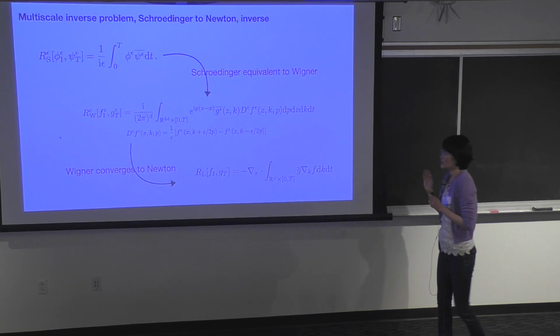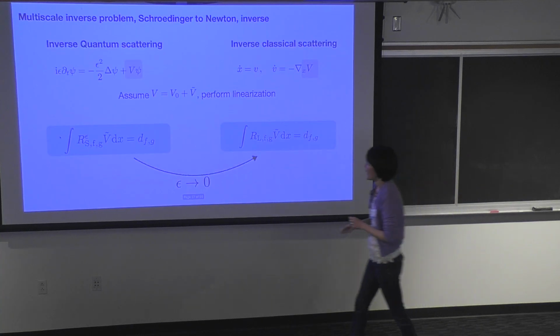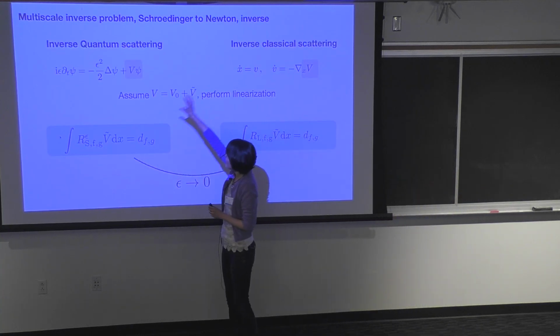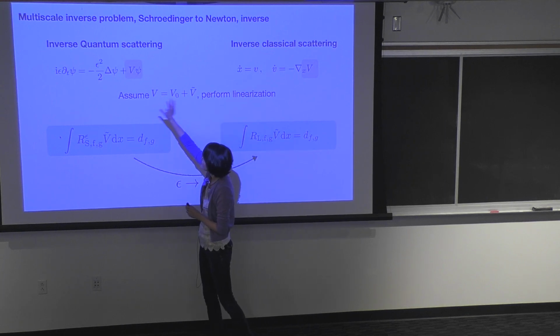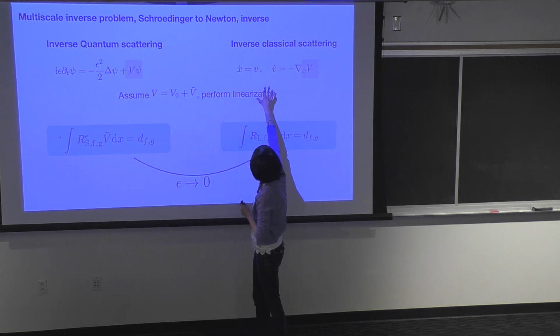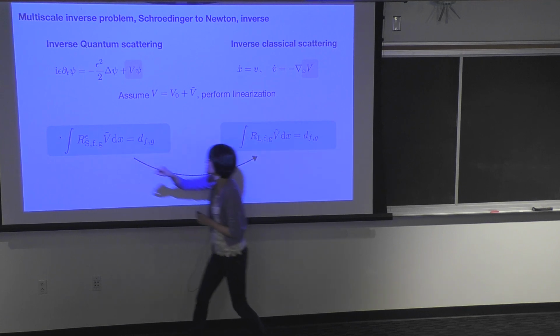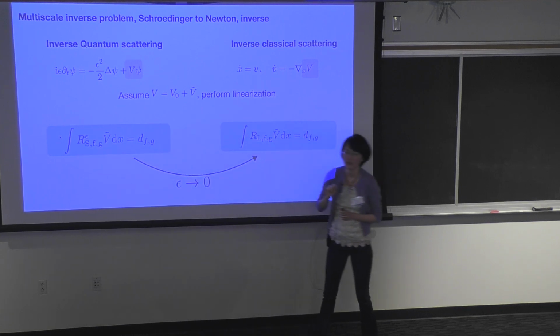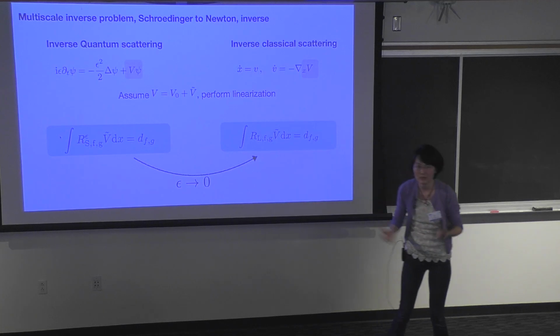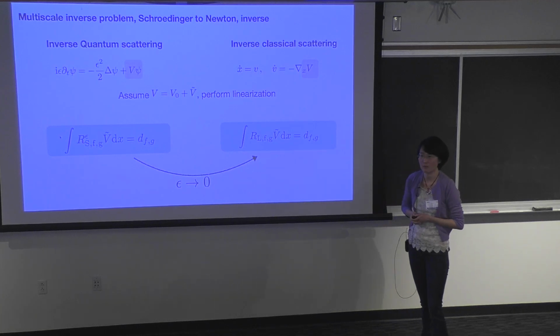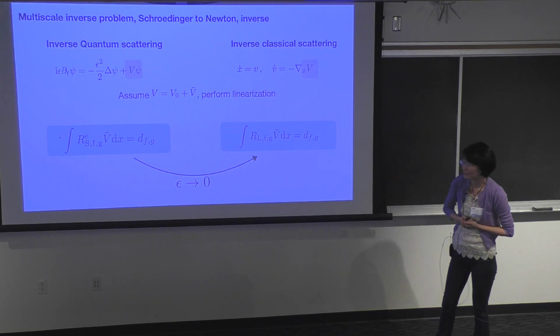But nevertheless, the bottom line is that in the linearized setting, we have the linearized Schrodinger inverse problem and the linearized Newton's second law, and we have this representative function. The representative functions converge from one to another. That is basically saying that the inverse problems are equivalent to each other. So if one thing is unique, the other also gives you a unique solution.